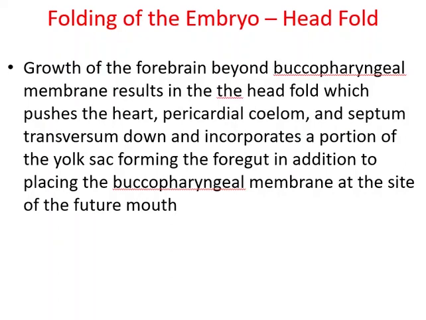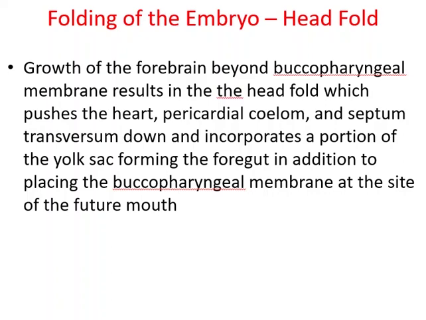Starting with the head fold, the growth of the forebrain beyond the buccopharyngeal membrane results in the head fold, which pushes the heart, pericardial coelom and septum transversum down and incorporates a portion of the yolk sac, forming the foregut. In addition, it places the buccopharyngeal membrane at the site of the future mouth. Hereby, the head fold reorganizes the buccopharyngeal membrane and cardiac region and initiates the formation of the foregut.